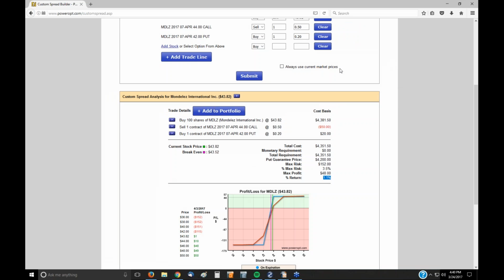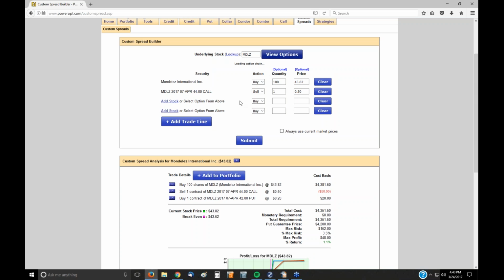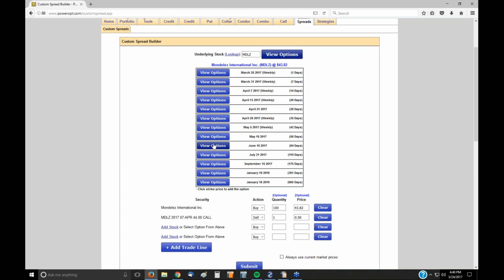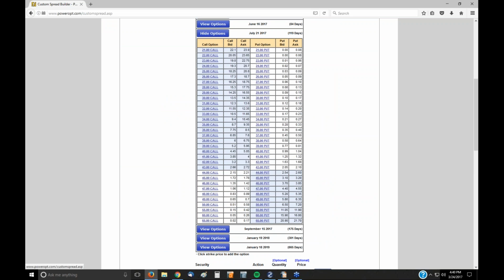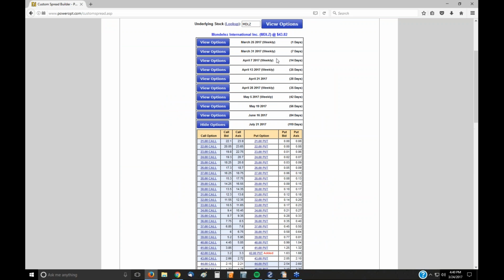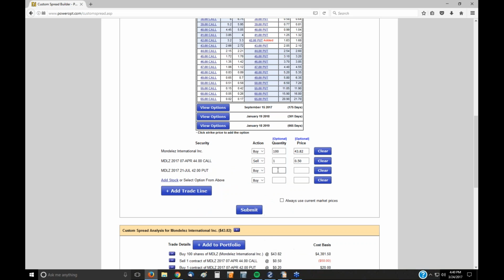Let's take a look very quickly. So rather than buying the 1 month out, let's go to July. And the 42 strike put here is at 1.63. So we're going 10 times the amount out in time, but I'm only paying 1.6 times the cost, not 10 times the cost.